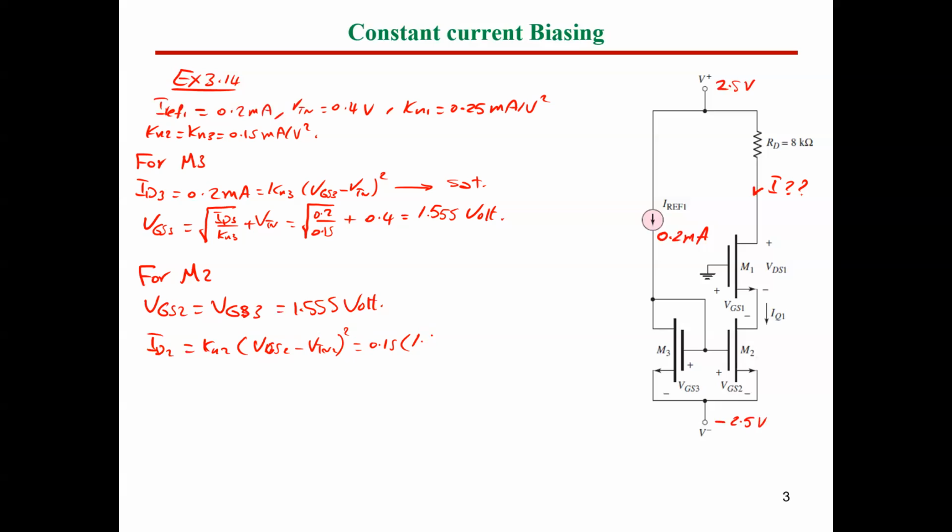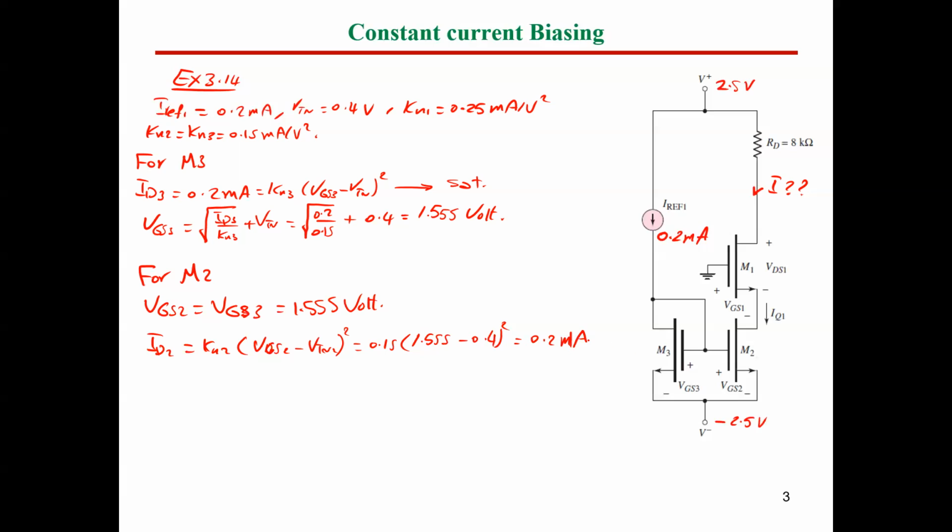So VGS, gate to source, is 1.555 minus the threshold voltage, which is 0.4, all squared. If you substitute here, you will find that the current is the same, 0.2 milliampere.